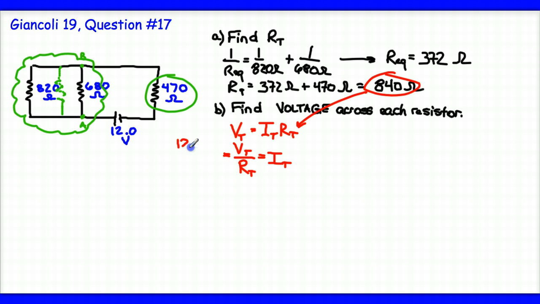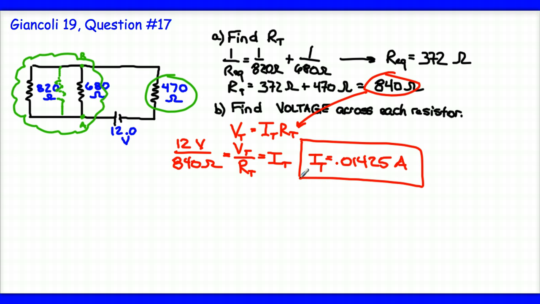And I'm going to get 12 volts, which is my battery voltage, divided by the 840 ohms that I solved for in part A. And I'm going to get 1.425 times 10 to the minus 2 amps, or 0.01425 amps will be the total current that's being supplied by the battery. I could call that 14 1/4 milliamps if I wanted to. Either way, I'll leave it as that.